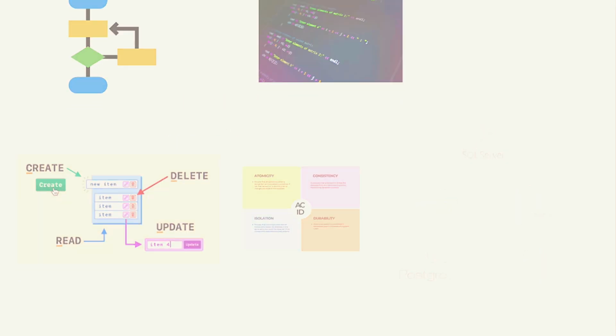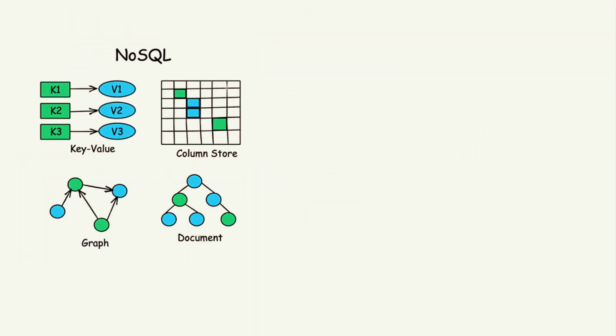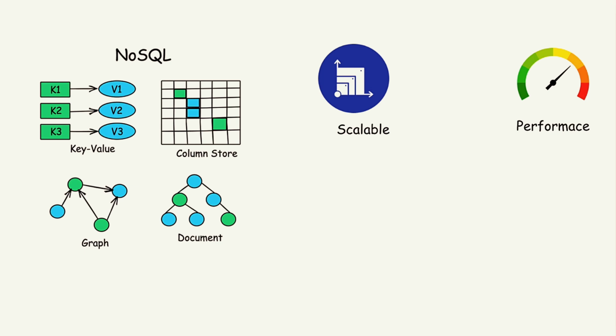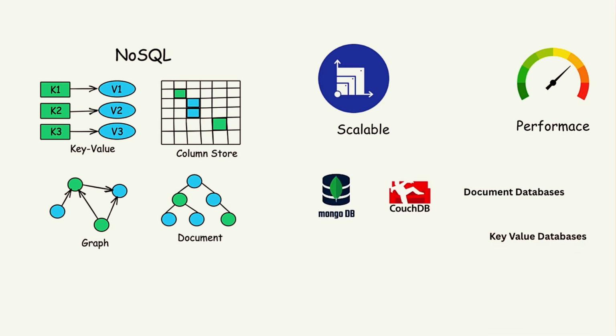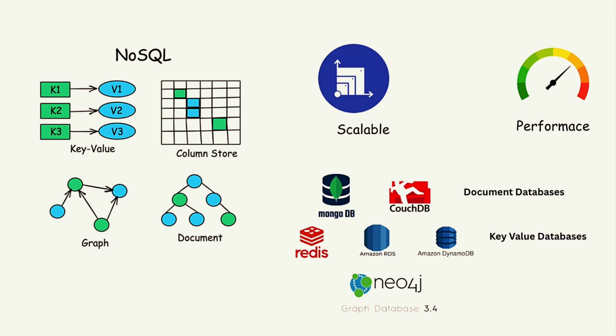Moving on, the next kind of databases are NoSQL databases. These are non-relational databases. Unlike relational databases, NoSQL databases handle large volume of unstructured, semi-structured, and structured data. They offer flexible schemas, they are highly scalable, and they have a better performance for modern applications. Let's look at some of the examples with categories. Document databases like MongoDB, CouchDB. Key value stores or key value databases like Redis, Amazon RDS, and Amazon DynamoDB. Wide column stores, graph databases like Neo4j.